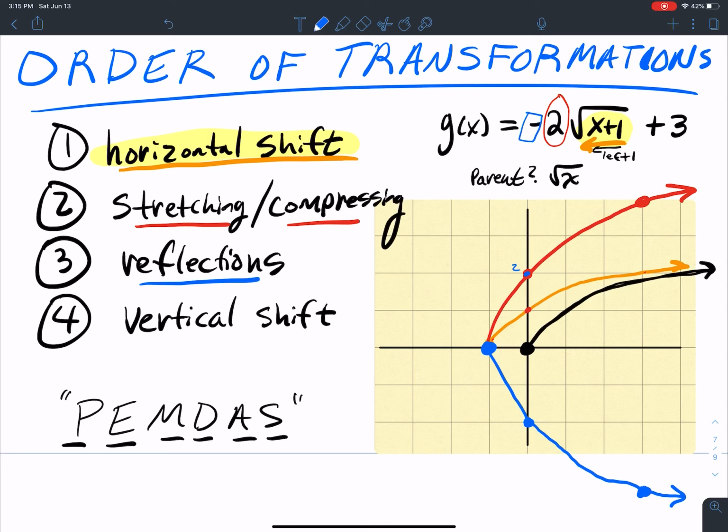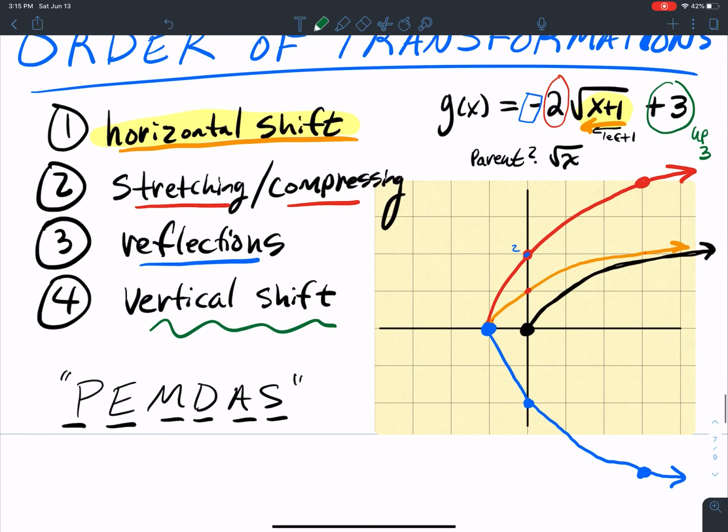Now what am I doing? The last thing is the vertical shift. The vertical shift right here tells me to go up 3. So I go up 1, 2, 3. So that tells me that I'm going to run through like this. I guess 2 down over this way. And so this is my final graph right here. So that's my g of x.